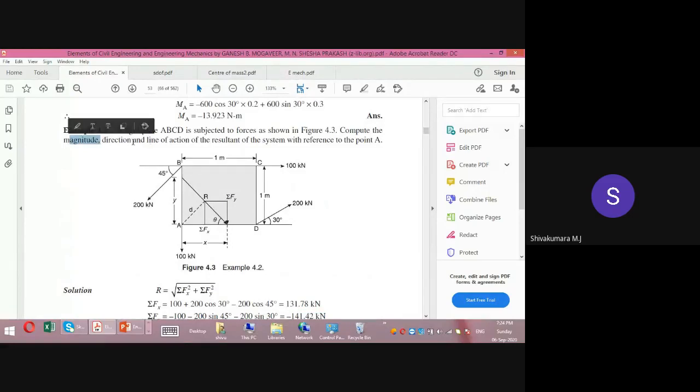Magnitude is done, direction is done. What else should we determine? Darshan? Yes, sir. The line of action of the resultant, R. So we should determine the line of action, which is nothing but the location. So how can we determine the location of R? Any idea?